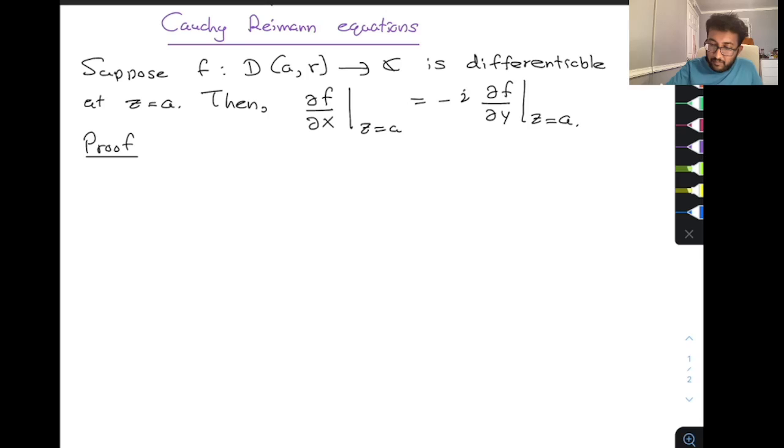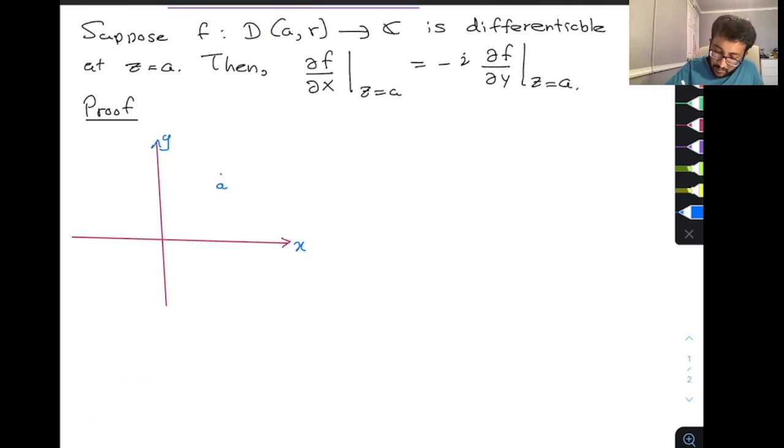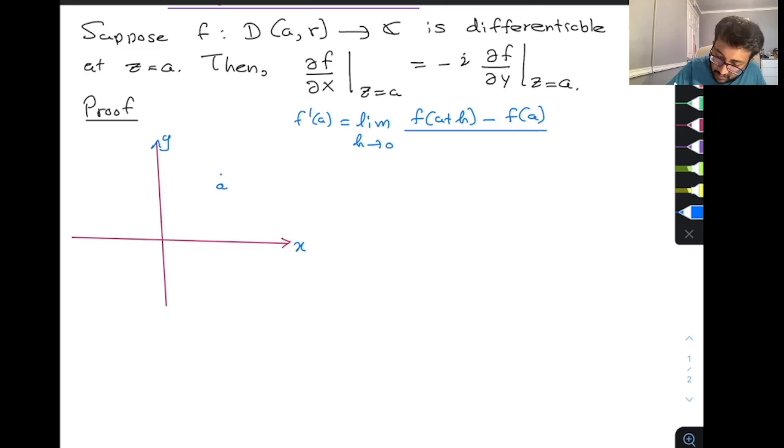Let's go to the proof of this theorem. It is not a difficult proof. This is my point a, this is my complex plane. First I assume that h is real. h means this one, right? Because I know that the limit as h goes to 0 of f of a plus h minus f of a over h exists because f is differentiable at z equals a. So h can be any complex number.